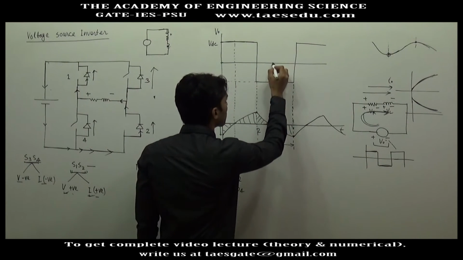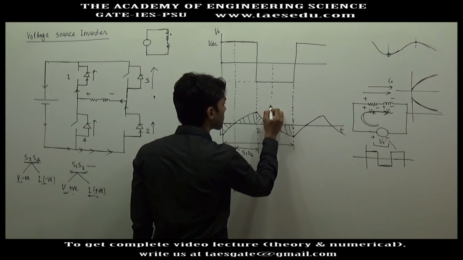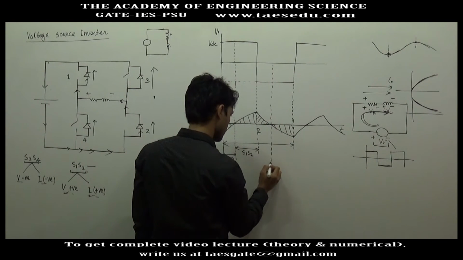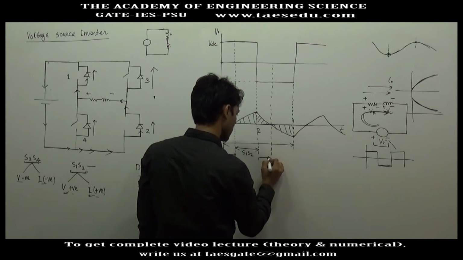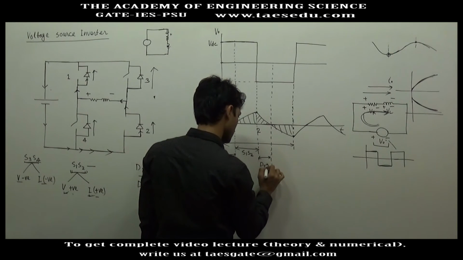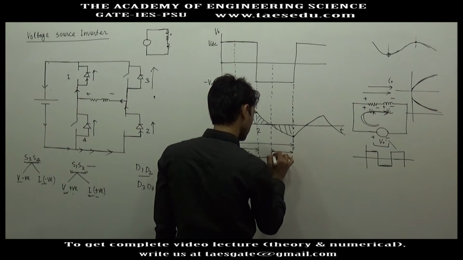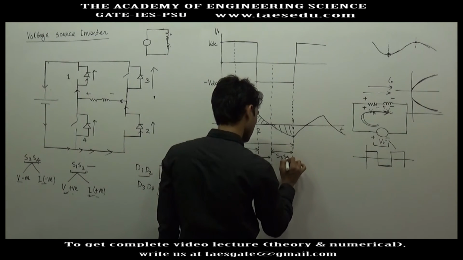Let's say this is the third interval. So in a similar fashion you can figure out that in this interval D3 D4 will be conducting, and in this interval S3 S4 will be conducting.